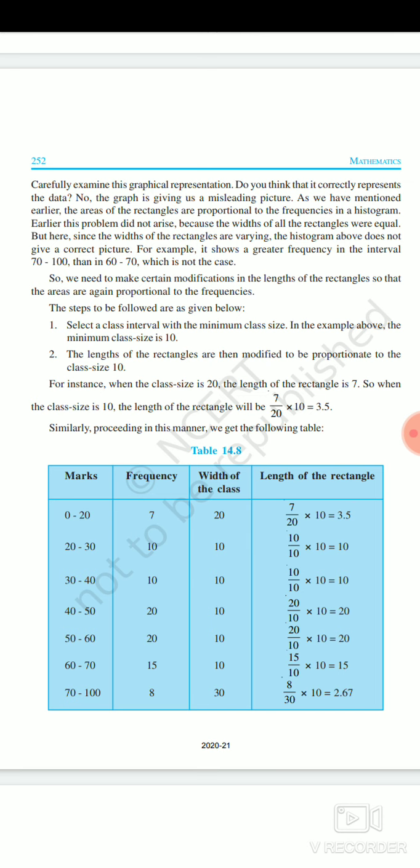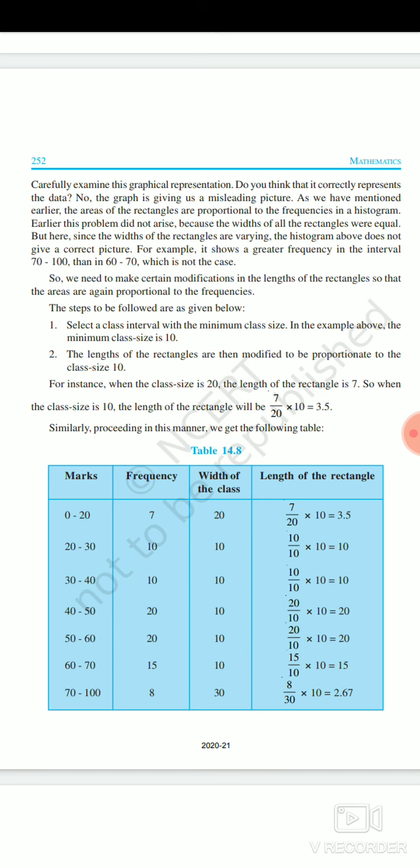For the last one, the original frequency is 8, and the class width here is 30, so 8 by 30 into 10. So you have divided your given part into 3 parts. For the first one, you divide your frequency accordingly. In the first one, the class is 0 to 40 like that given, so what we need to write is 7 by 40 into 10.